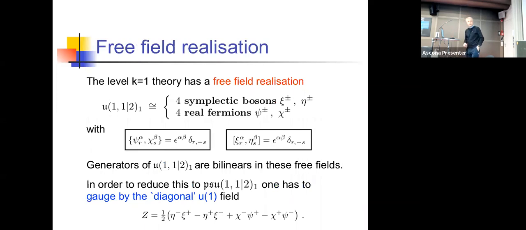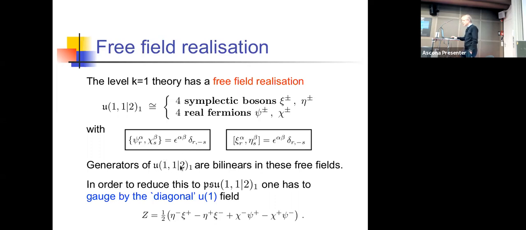Now, as I mentioned before, this level 1 theory has a free field realization in terms of what I called symplectic bosons and real fermions. So the fermions are just fermions, so that's what you all recognize. So epsilon alpha beta is just the epsilon symbol, which is plus or minus 1. And then the bosons are spin-1/2 bosons, which is the reason why you call them symplectic bosons. You see the right-hand side looks exactly like a fermion, except that you have commutators rather than anti-commutators. So this is what you call a symplectic boson. You could also call it a ghost, whatever you want to call it. That's what the free field theory consists of.